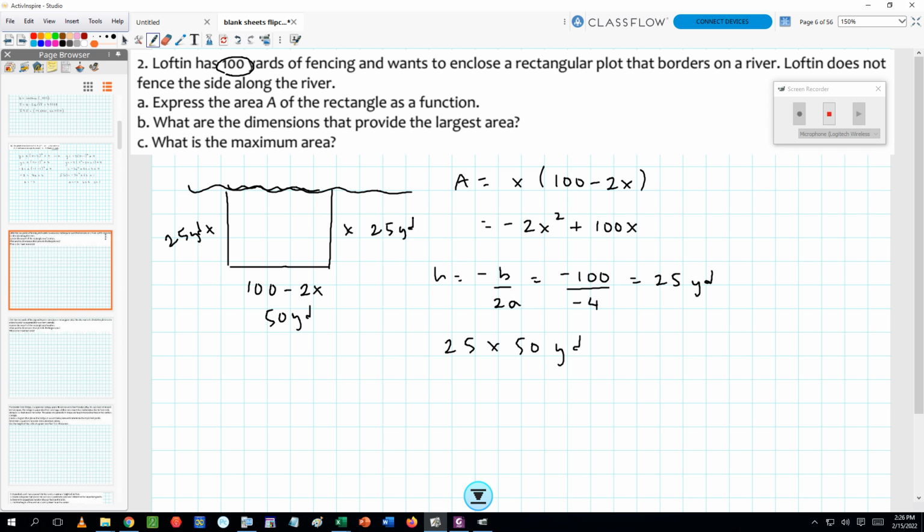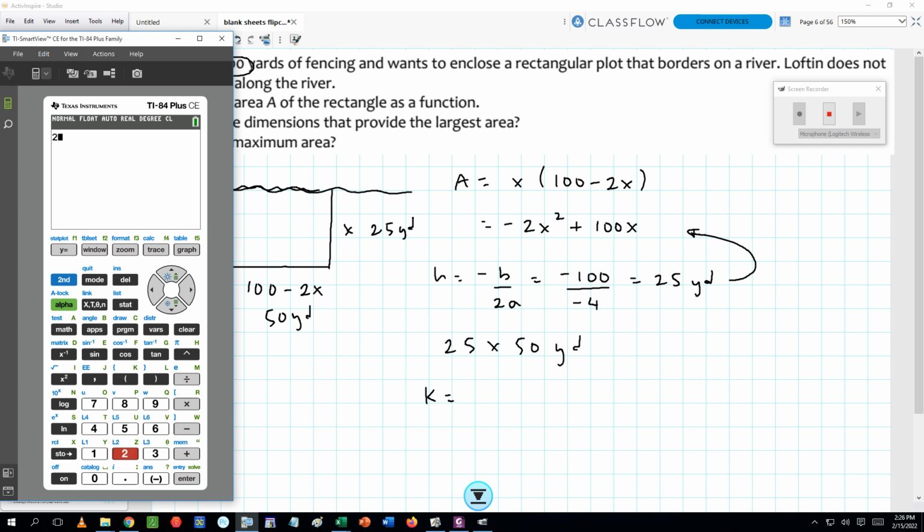What is the maximum area? Your maximum area is your k value. You could take your 25 and plug it back into the function, or I'm just going to find the area like I've always done. Length times width, 25 times 50. Square yards.